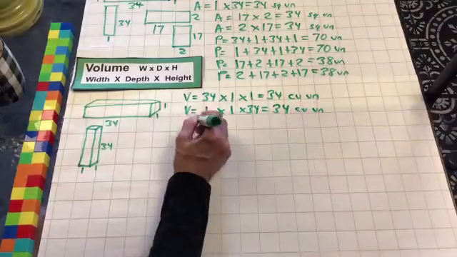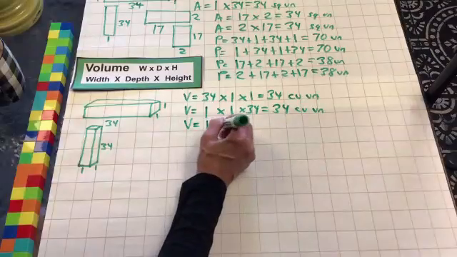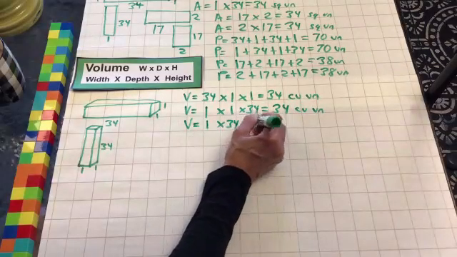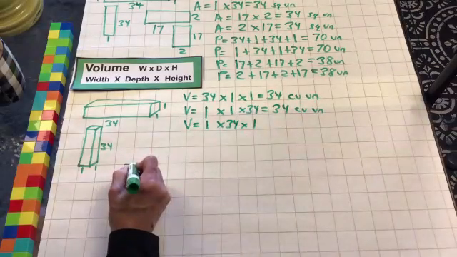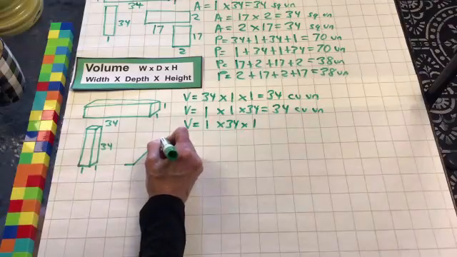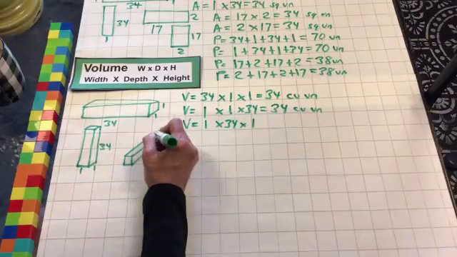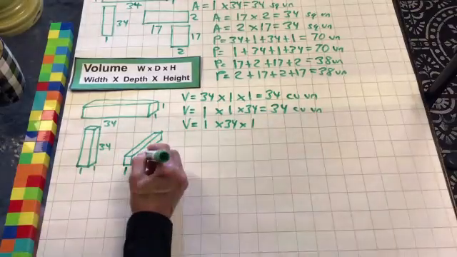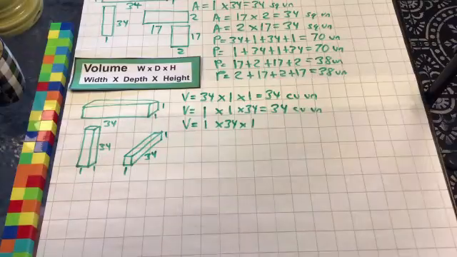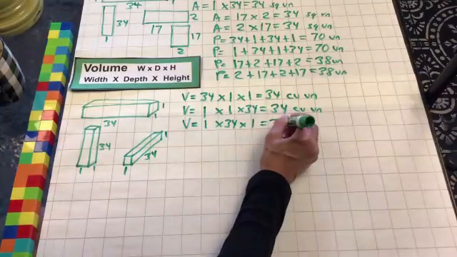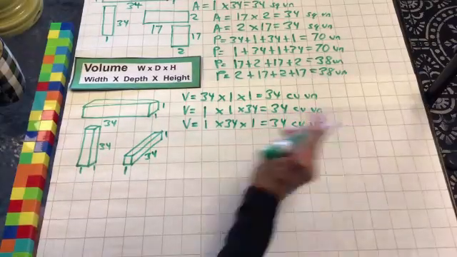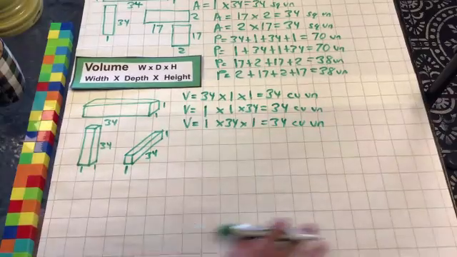And then the other way would be a 1 by 34 by 1. So it'd be 1 wide by 34 deep by 1 tall. 1 by 34 by 1 equals 34 cubic units. All right, looking good. Hopefully you have those down.